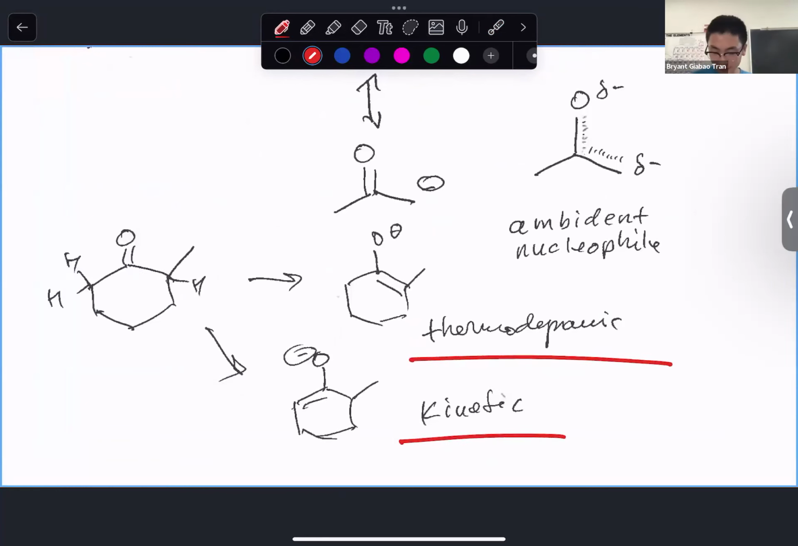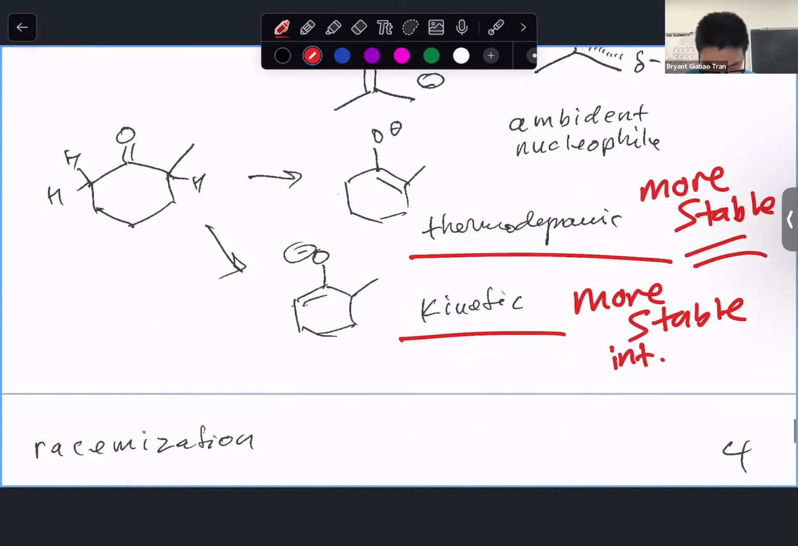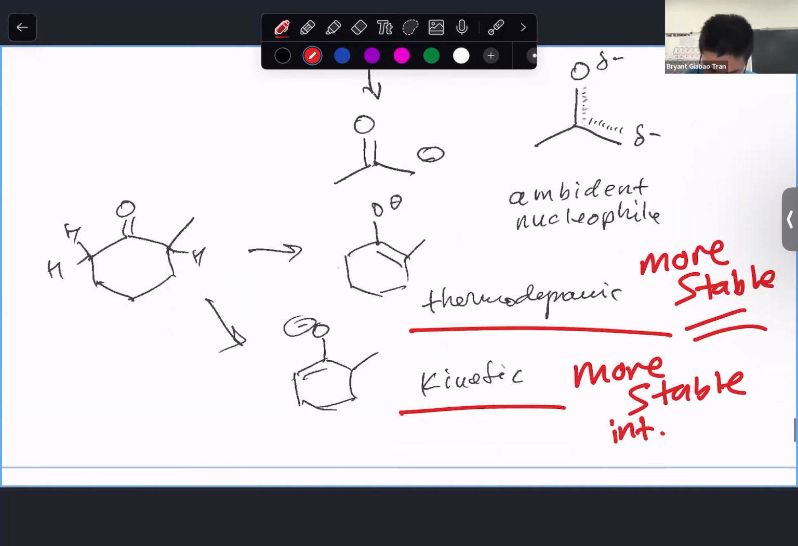Relate this back to the last midterm. Thermodynamic makes the more stable double bond. Kinetic will create the more stable intermediate. Is that just related to how exothermic the delta H of hydrogenation of the double bond is for the thermodynamic? Yeah, right. For the thermodynamic, this one here is more stable.